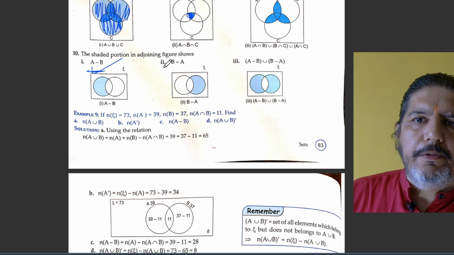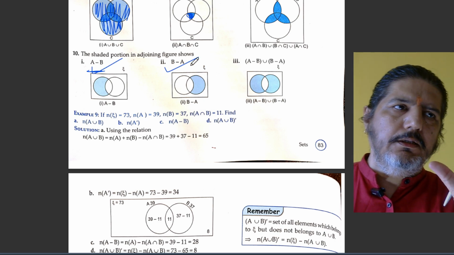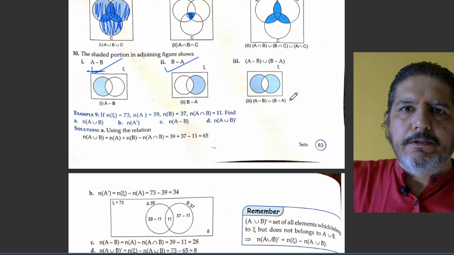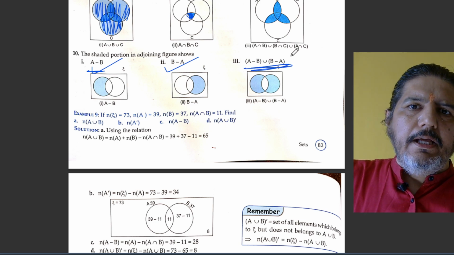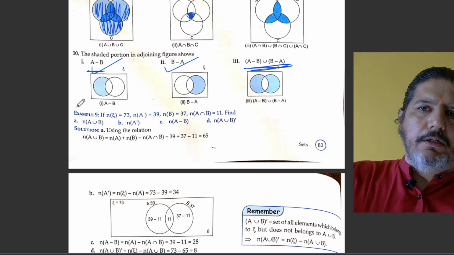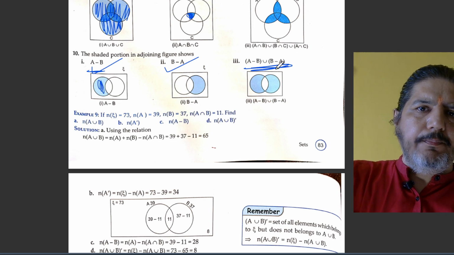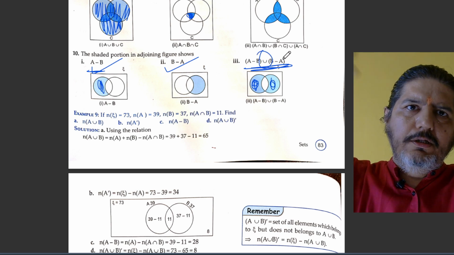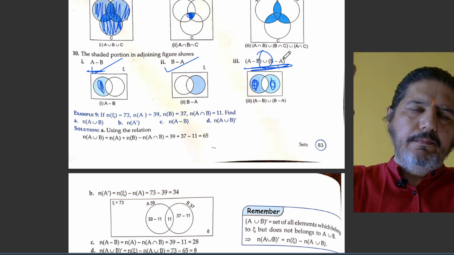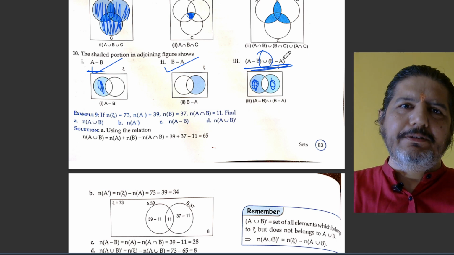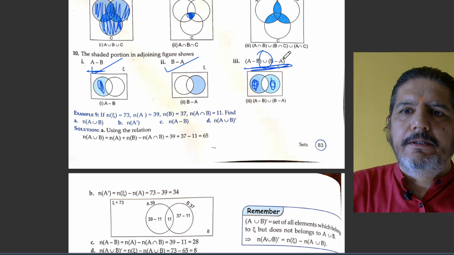Again, B minus A, from B you take out whatever elements are there in A. So that would be B minus A. Now look at this. A minus B union B minus A. You take A minus B, this portion. You take B minus A, and then you make a union of that. Union means you collect all the unique elements, all the elements which are there in A, there in B, but they shouldn't come twice.